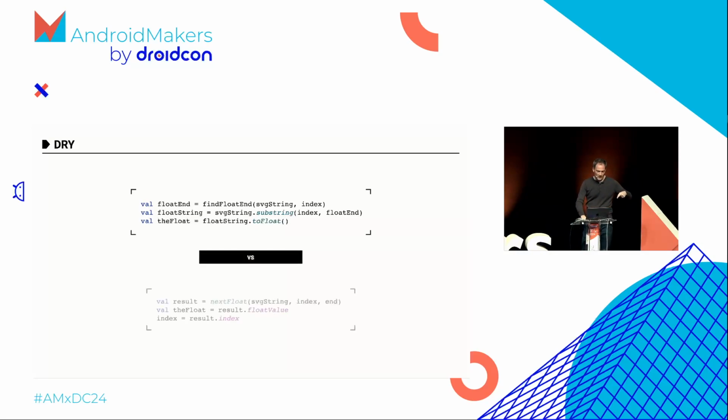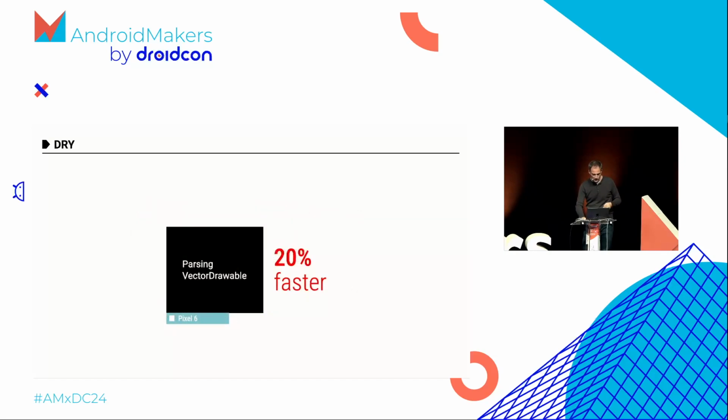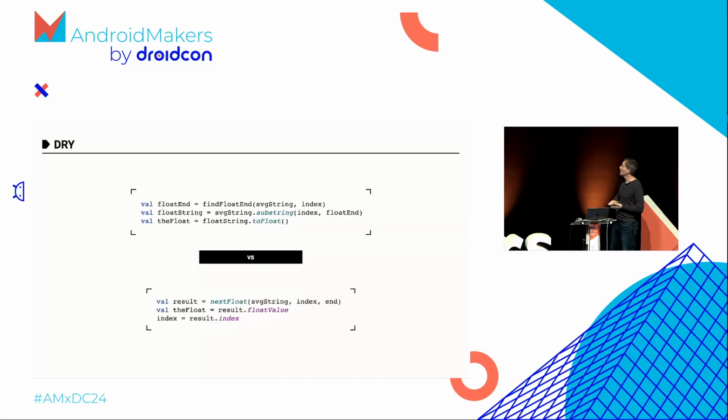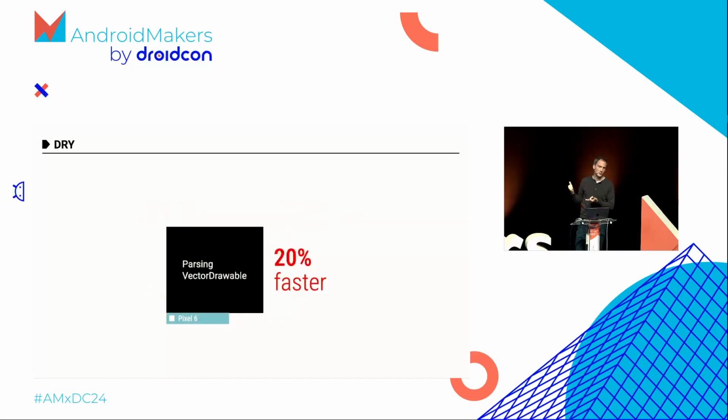So we wrote our own float parser. I just spoiled the result. But we wrote our own parser called nextFloat. And the way this works is that you give it a string, you give it an index at which you want to start parsing inside the string. And what it returns is 2 things. It returns the float that it found, and it returns the index after which you can continue parsing. Right? It tells you where it stopped parsing. That means we never have to allocate substrings, and we don't have to do the work twice. So as a result, the vector drawable parser got 20% faster by doing that.